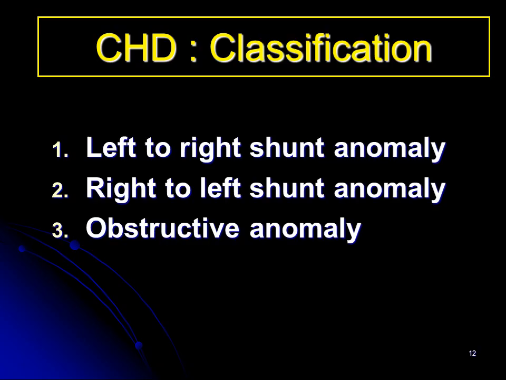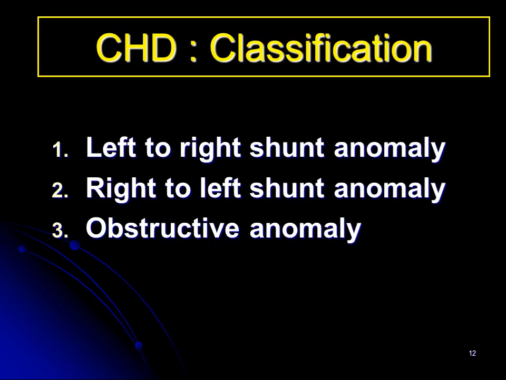A shunt is an abnormal communication between chambers. Examples are the ventricular septal defect and atrial septal defect, or between blood vessels. Examples are your patent ductus arteriosus. Abnormal channels permit blood flow across pressure gradients from different sides of the heart.